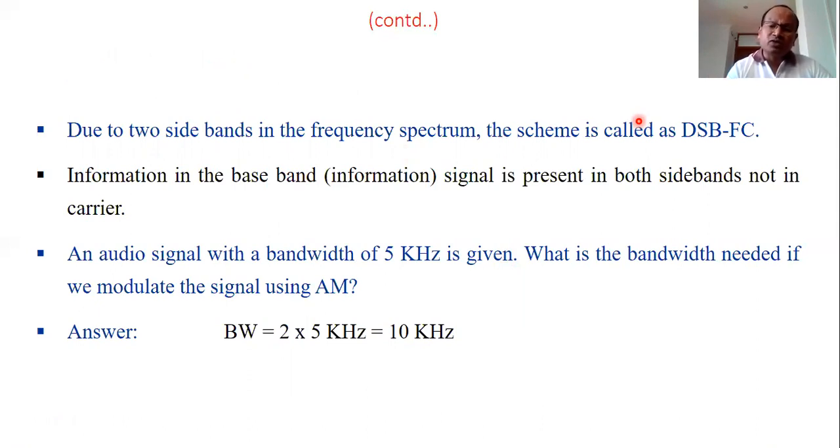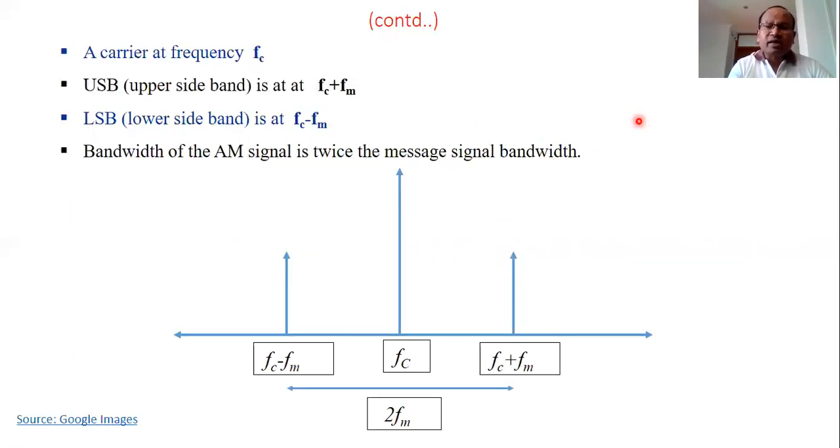Yes. If one of the sidebands is missing, this component will be missing from this spectrum. If the carrier is missing, this will be removed from here and the two sidebands will remain. So if you are asked to draw the frequency spectrum of an AM signal for SSB suppressed carrier, what will happen? The carrier will be removed from here and either of these components will remain here. Is that clear? When we want to draw the frequency spectrum of an amplitude modulated signal, double sideband suppressed carrier, what will happen?